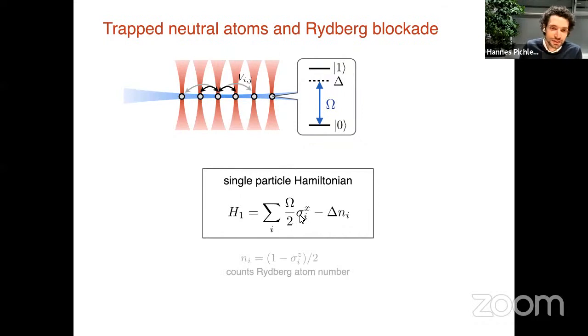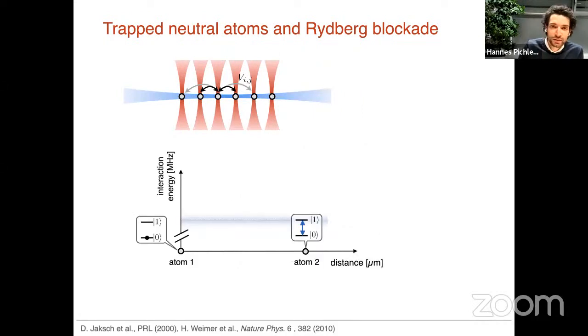But of course, the interesting physics comes about when you now consider many of these atoms and the way they interact. And these atoms interact in a very specific way. In particular, they interact only if you have two atoms and both of them are excited to the Rydberg state. So that means that if you have two atoms here and one of the atoms is in the ground state, the second atom doesn't really know about the presence of the first atom on these distances that are relevant for these tweezer arrays, which are micrometer distances.